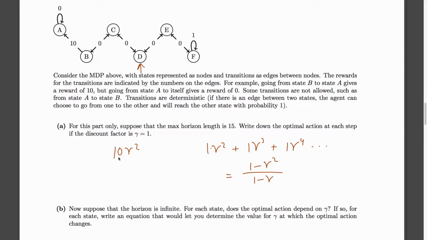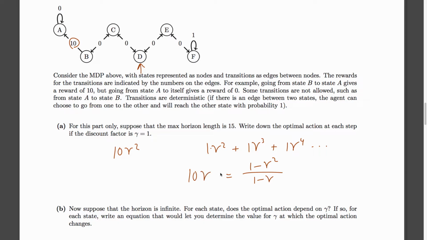So if this one is greater than this one, then I'm going to choose to go here and grab the 10 reward and then hang around at A forever. If this one is greater, then I'm going to choose to come over here to F and cycle around in F forever. So the question is, does the discount rate cause this to change? Well, all you have to do is set them equal to each other and see if there's a point where they cross.